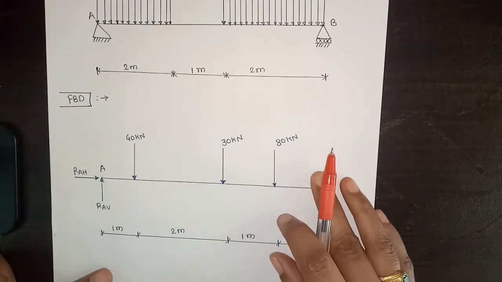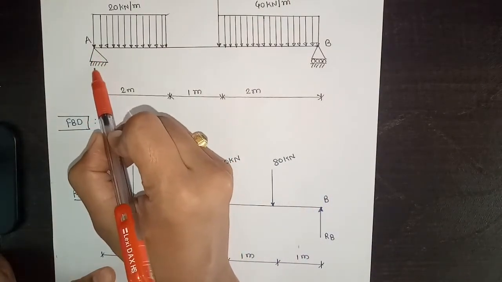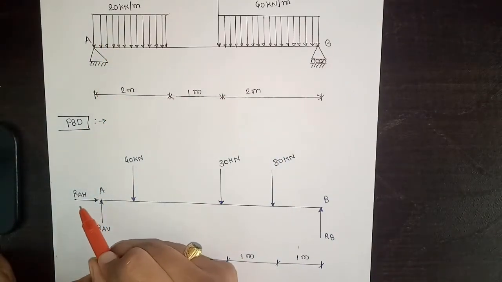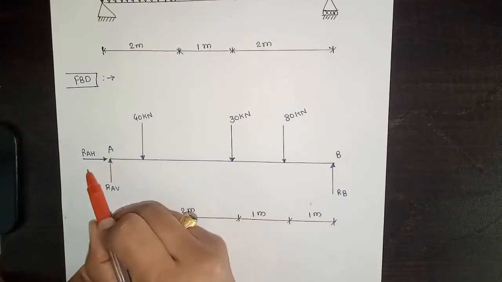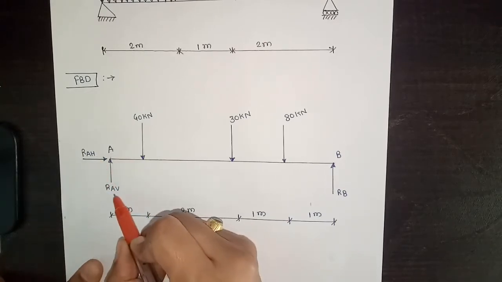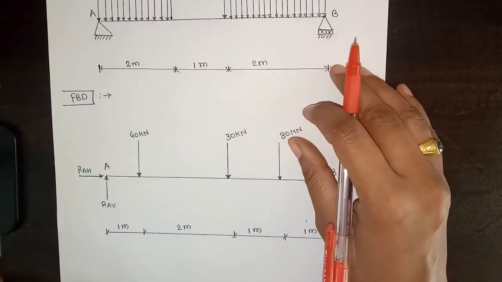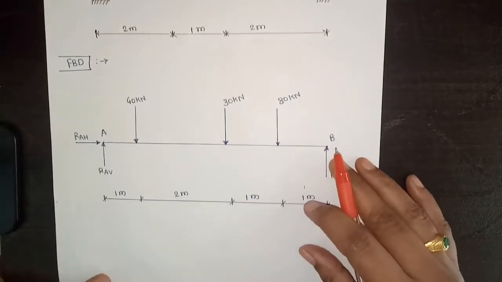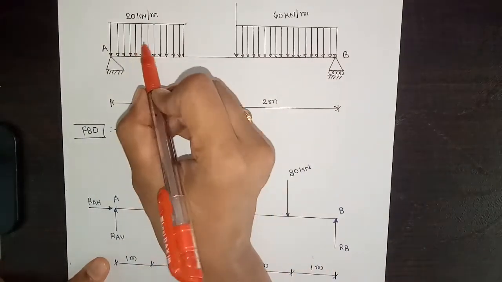First of all, draw the free body diagram. At point A we have a hinge support. For a hinge support we have to calculate two reactions, horizontal and vertical. At point A, the horizontal reaction is RAH and the vertical reaction is RAV. At point B there is a roller support. For a roller support we have to calculate only one reaction, the vertical one.